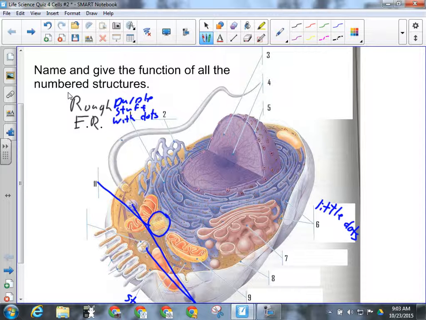Okay, number 2, we're looking at the purple stuff with no dots on it, which would be smooth ER. And I will accept for smooth ER, produces lipids, repairs membranes, makes hormones, detoxifies poisons, and breaks down complex carbohydrates. Any one of those would be acceptable as a function of the smooth ER.